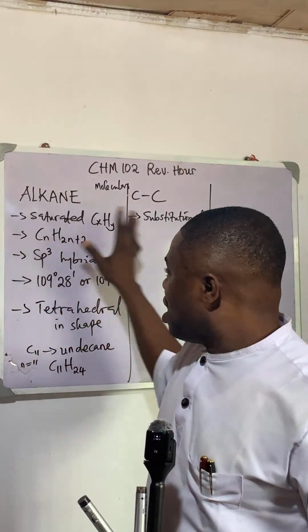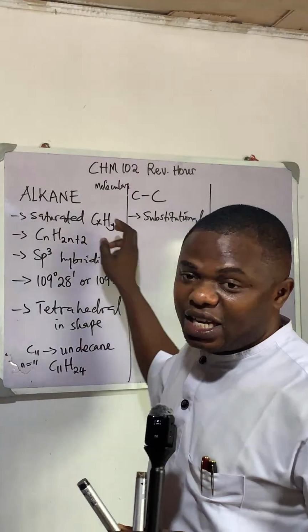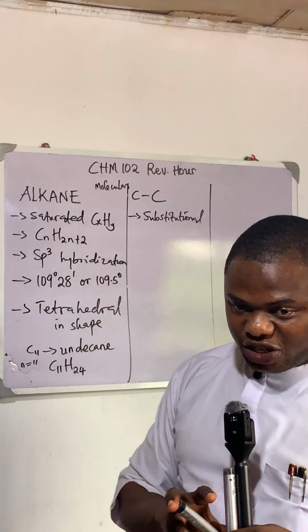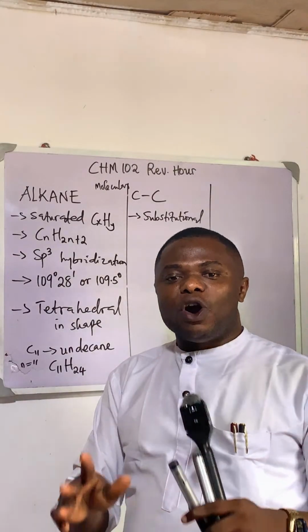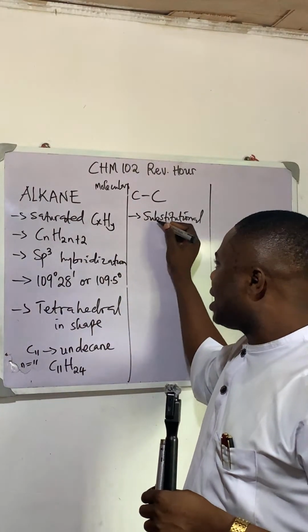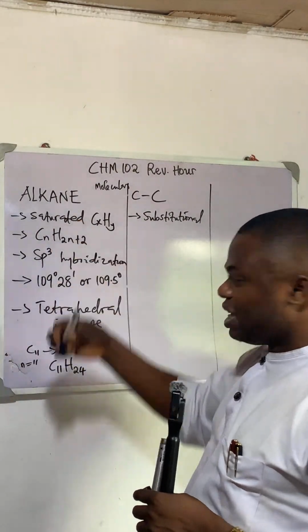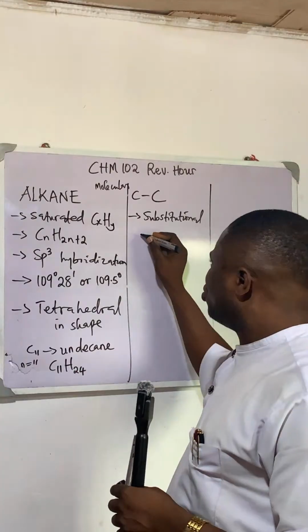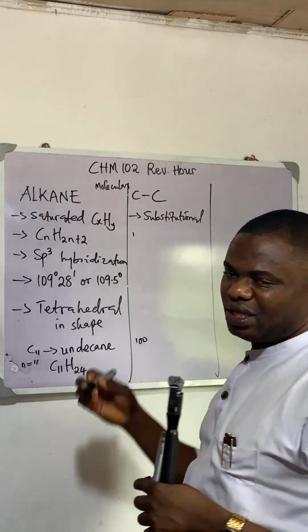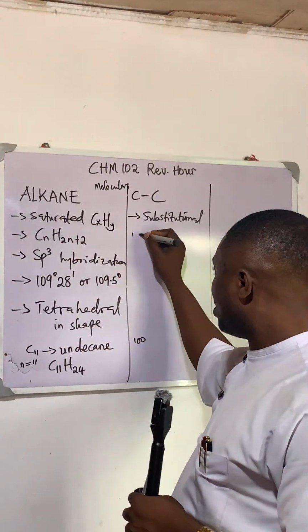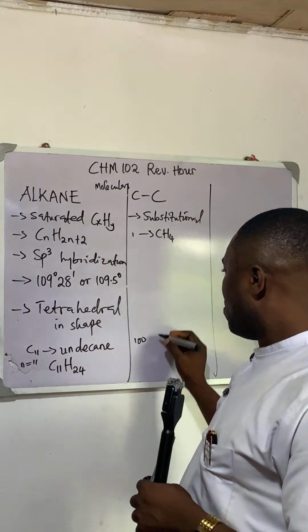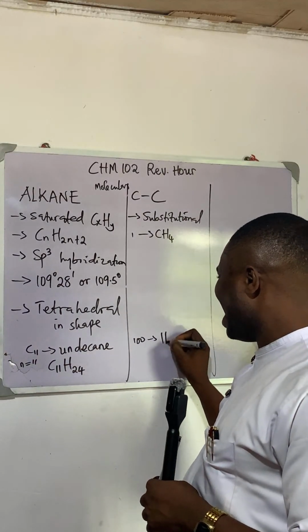Don't mistake this for combustion reaction. All hydrocarbons undergo combustion, so I'm still coming to that. Now, for alkanes, I have listed the members from number one down to even number 100. Yes, it's possible. The first one, number one, is called methane, which is CH4. Number 100 is called hectane.